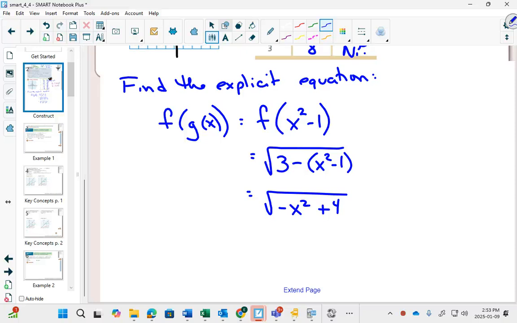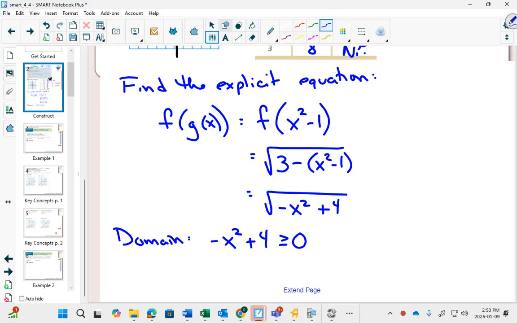Where does your grade 11 come in? Well, if they asked you to find domain, what are you allowed to square root? Only positive numbers or equal to 0. So we know that the inside has to be bigger than or equal to 0. And now we have an inequality to solve.